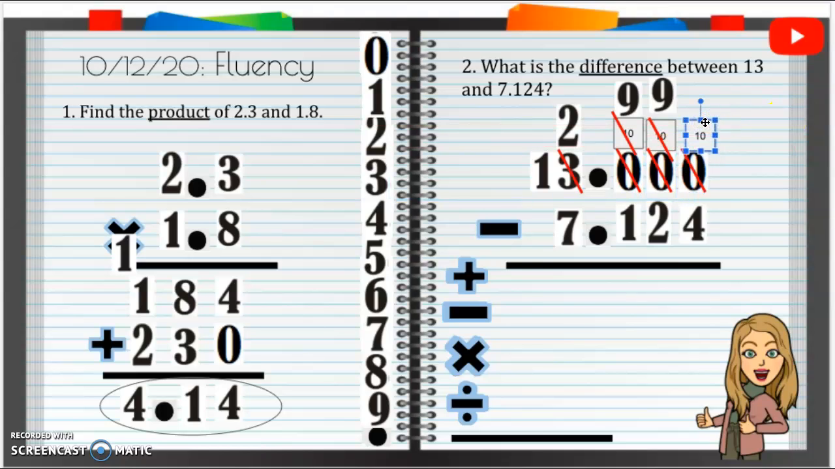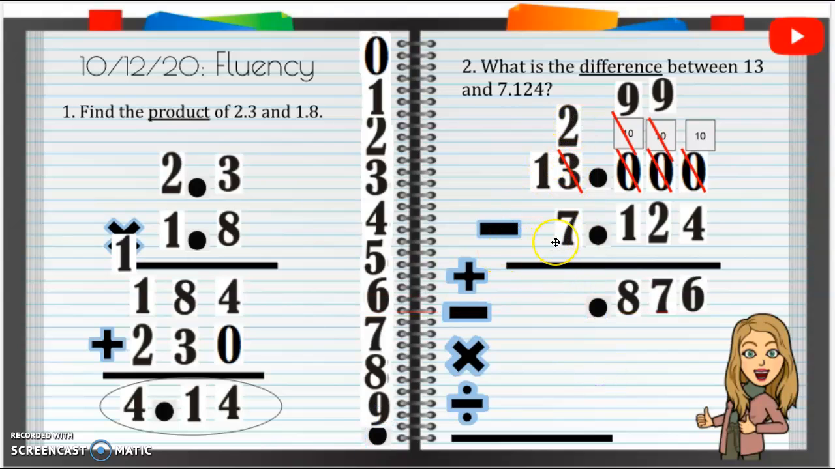What is 10 minus 4? 10 minus 4 is going to be 6. How about 9 minus 2? That's going to be 7. 9 minus 1 is going to be 8. What do I do with that decimal when we're adding and subtracting? Drop it low. Drop it down.